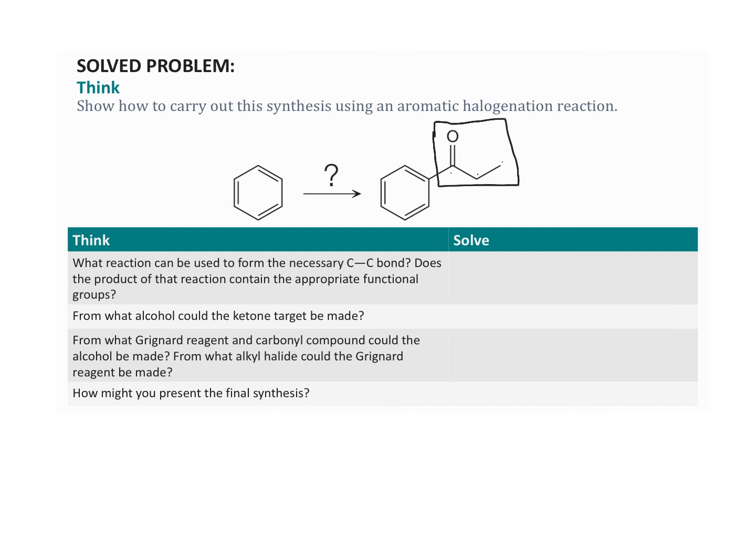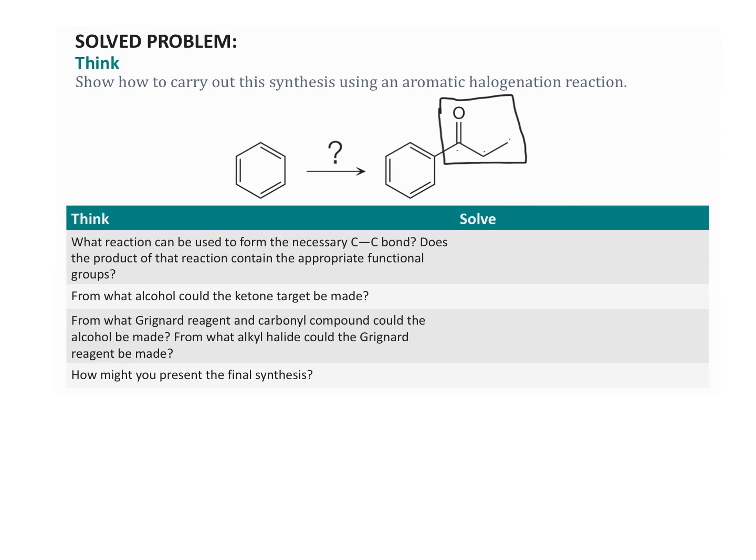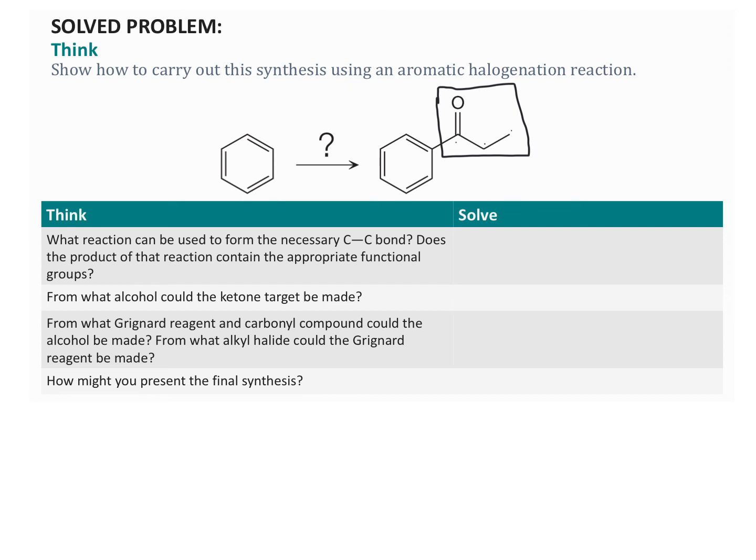And then, does the product of the reaction contain an appropriate functional group? Now, the new carbon-carbon bond here can be formed with a Grignard reaction, but if that happens, the product would be an alcohol. So if you've forgotten that, go back and review Grignards. And the target here is a ketone.